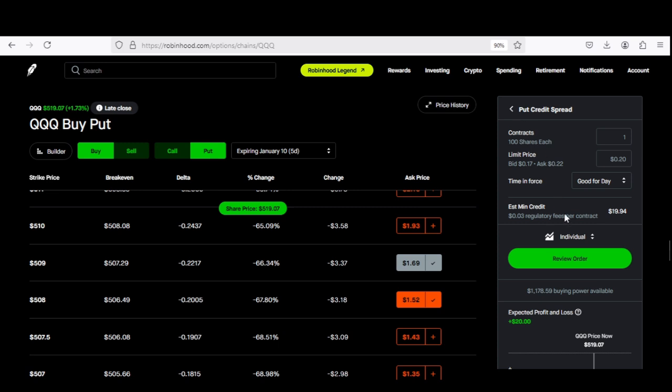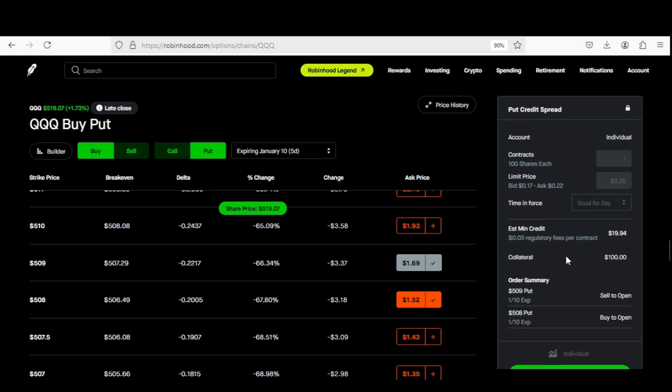Now, let's go ahead one more time and hit review, and I'm going to show you why this is perfect if you're trading with a small account. Now, in order for you to do the put credit spread, you're going to need to leave a collateral. The collateral for this is going to be $100. Like I said, perfect if you're trading with a small account.